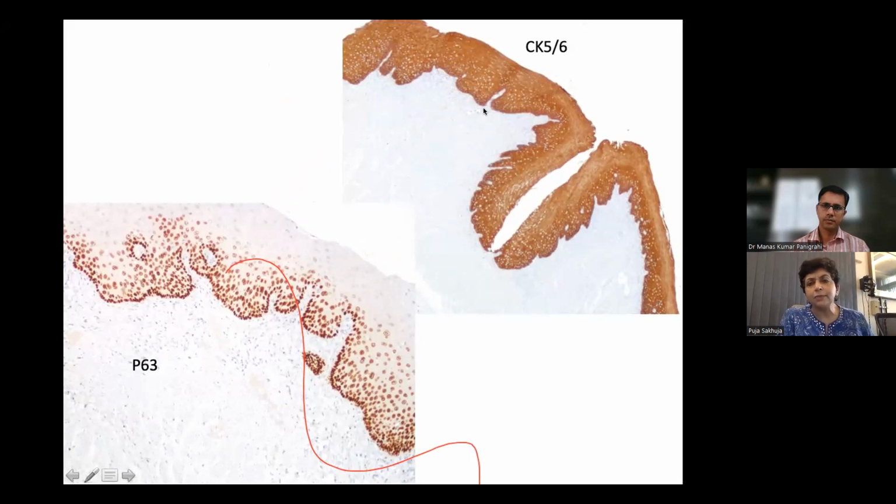So cytoplasmic staining of cytokeratin 5-6 can be seen in the squamous epithelium. CK7 is usually in the upper GI tract glandular epithelium, and CK20 in the lower GI tract glandular epithelium. P63 is a nuclear stain. P40 is also a nuclear stain that will stain the squamous epithelium a little more intensely in the basal cells and also in the remaining superficial cells.